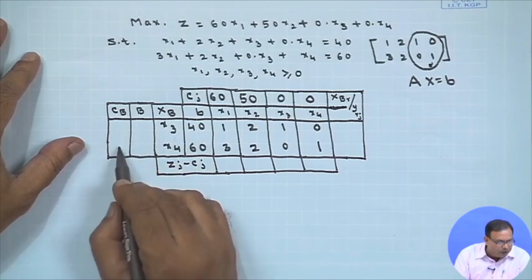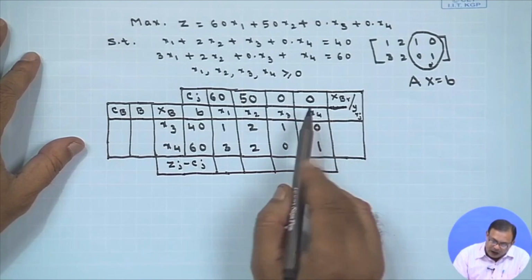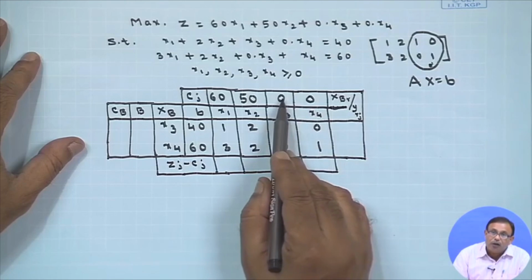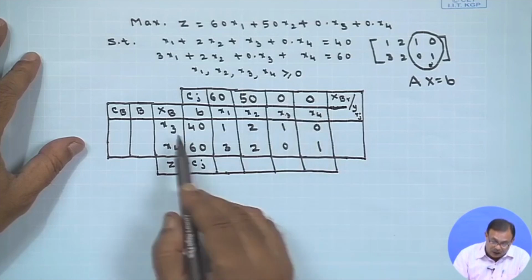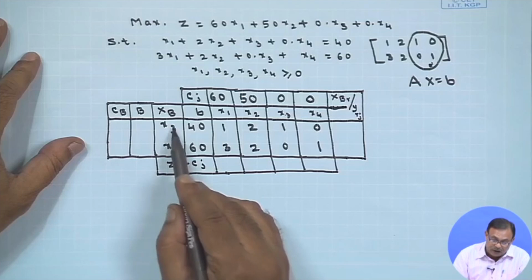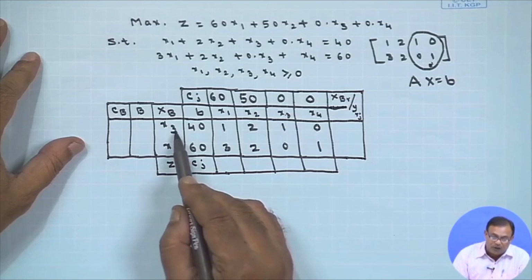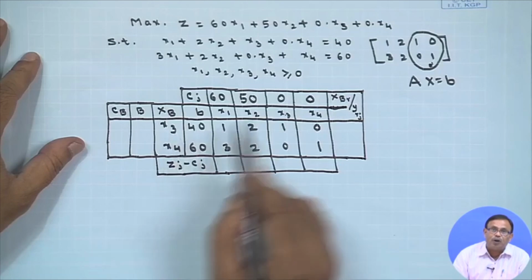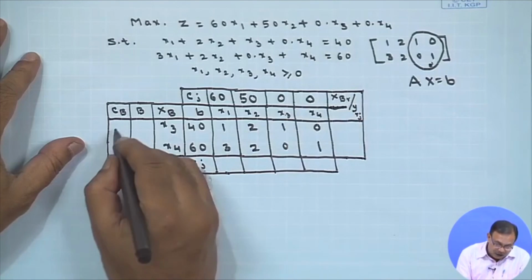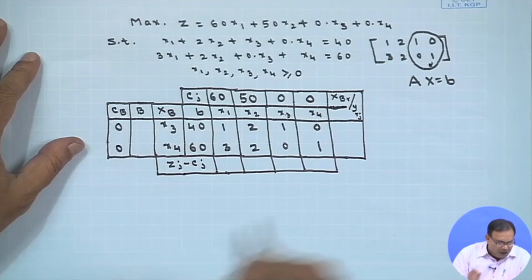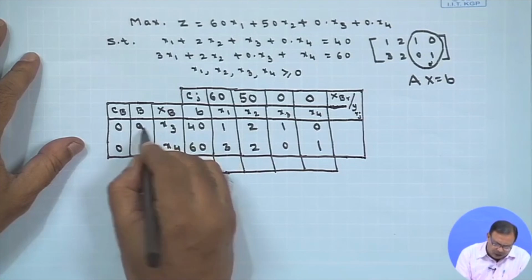Your CB value is nothing but the value corresponding to the objective function for x3 and x4, or in other words, the coefficients of x3 and x4 in the objective function are the value of CB. B value we may write, we may not write.